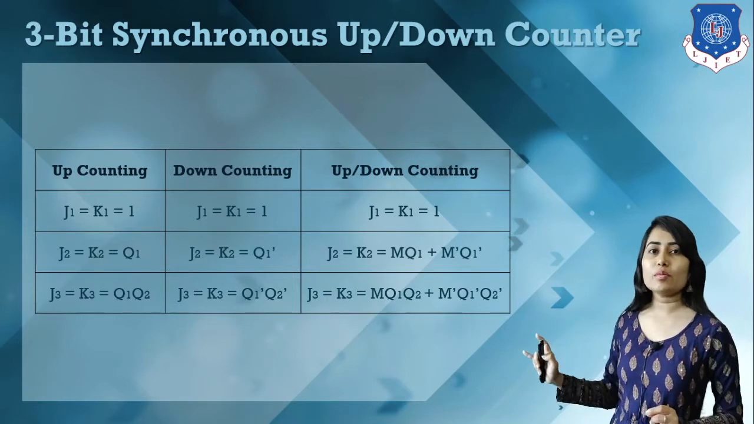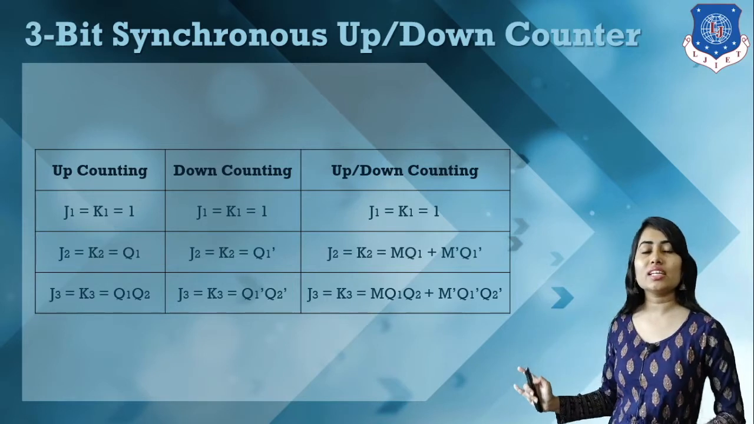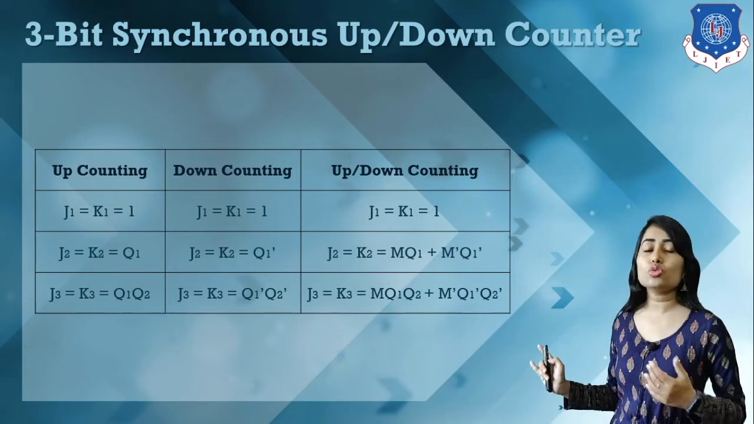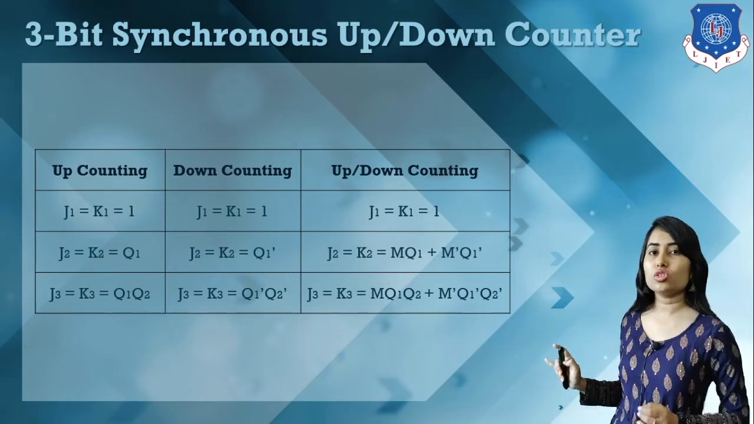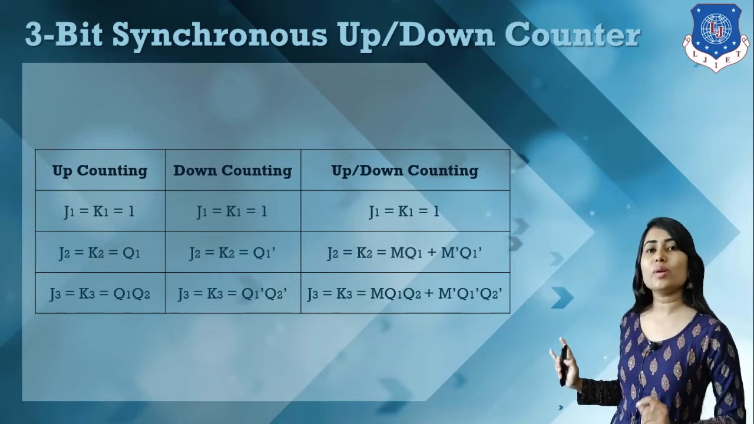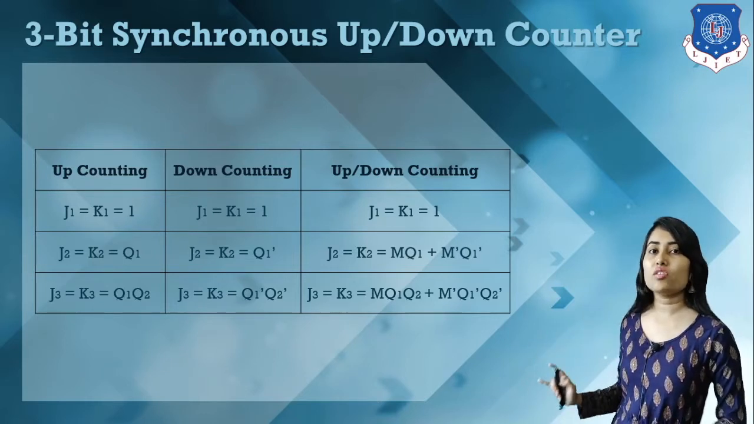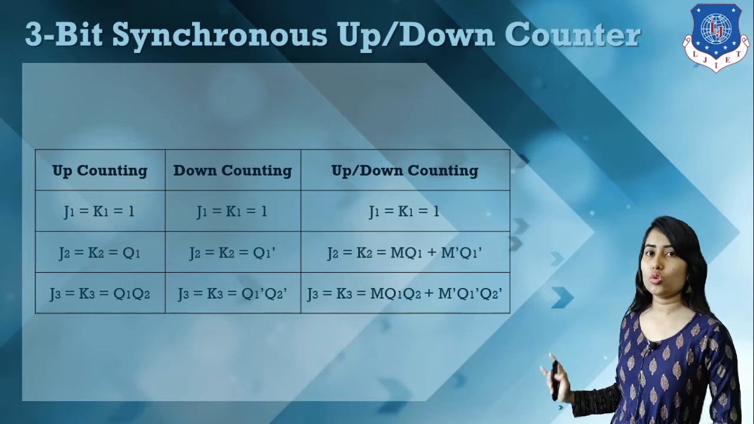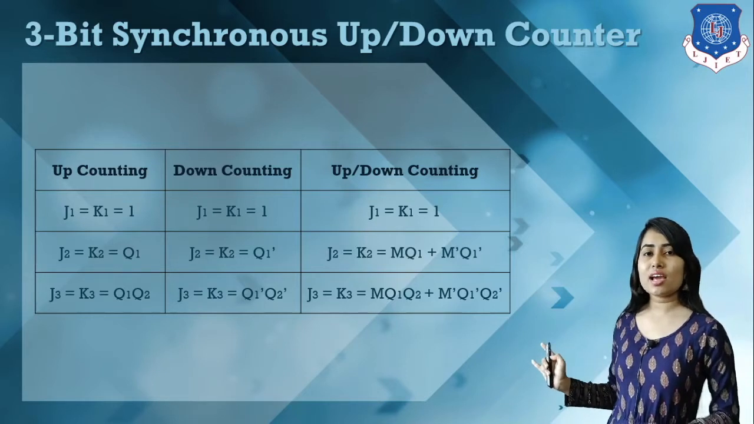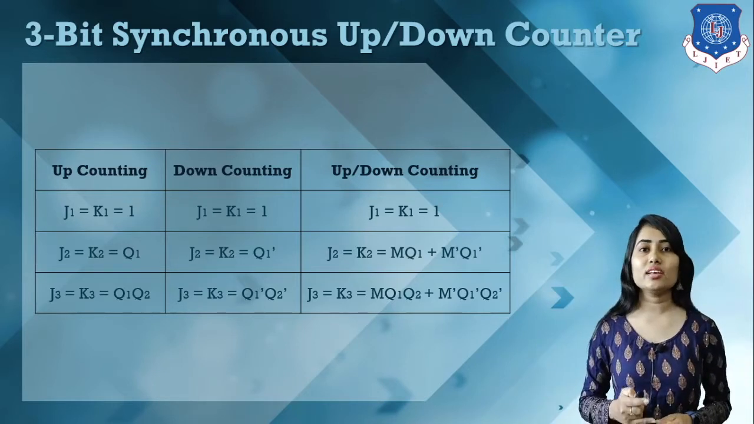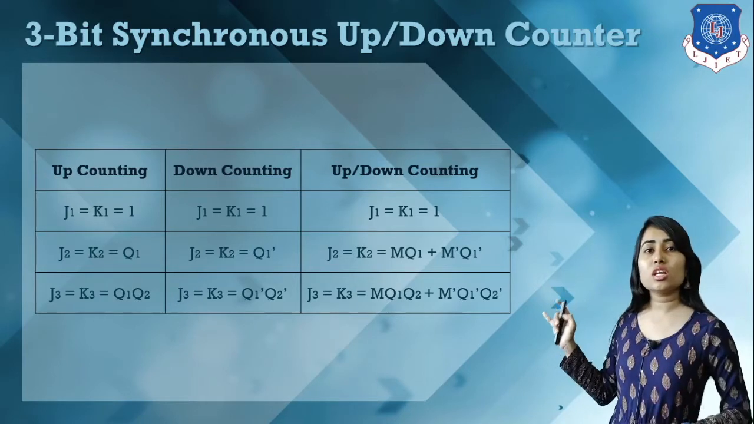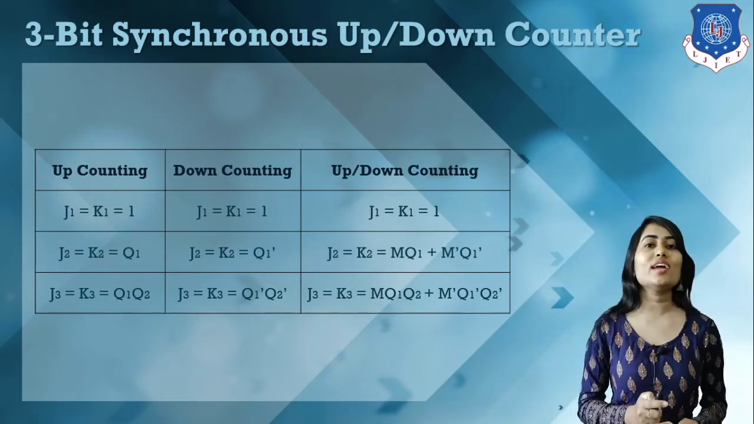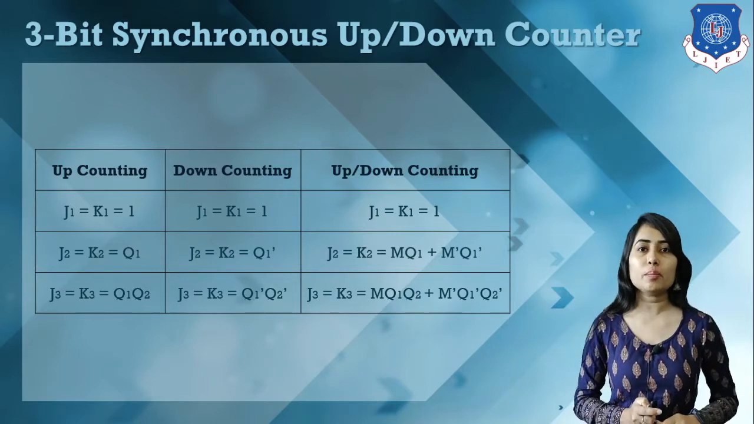So whenever M is equal to 1, J3 K3 is equal to Q1 into Q2, so it counts in the upward direction, and when M is equal to 0, M dash is equal to 1, so basically J3 K3 is equal to Q1 dash Q2 dash. Using this kind of logic we can count either in the upward or downward direction, and using these 3 input combinations we can design a 3-bit synchronous up and down counter.